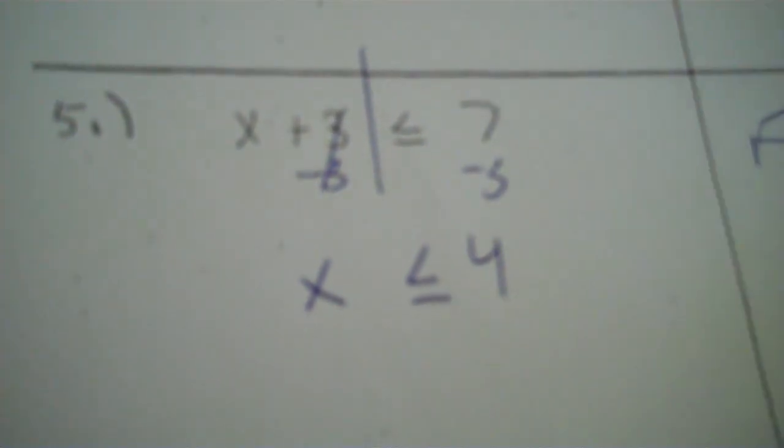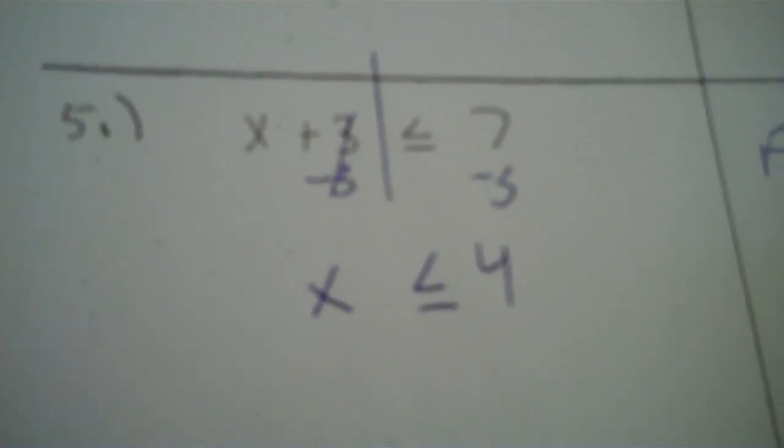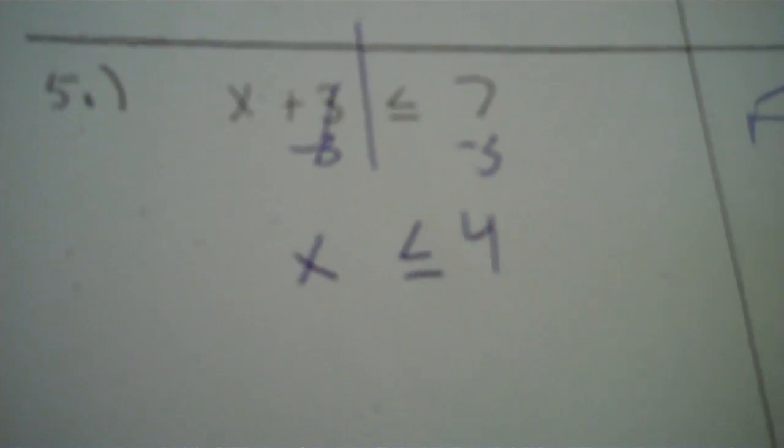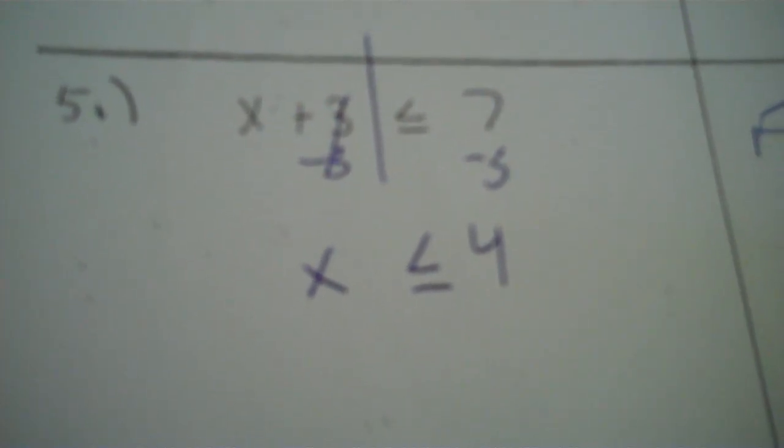The sign will flip if you have multiplying or dividing each side with a negative number, which we don't have, multiplying or dividing at all, so the sign will stay. So we have 4, circle. And since it's eating the number, x can be all values this way. So x less than or equal to 4.